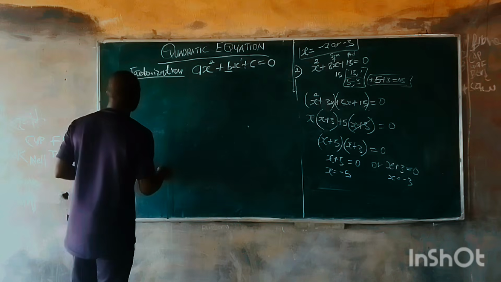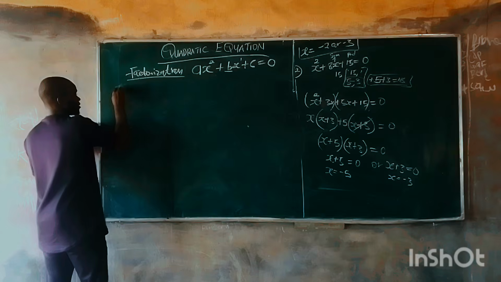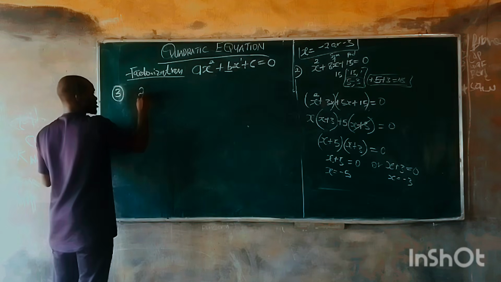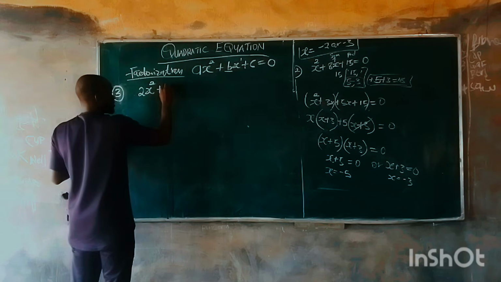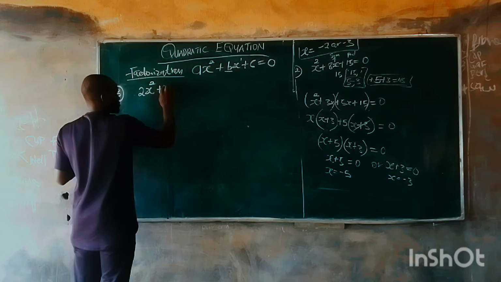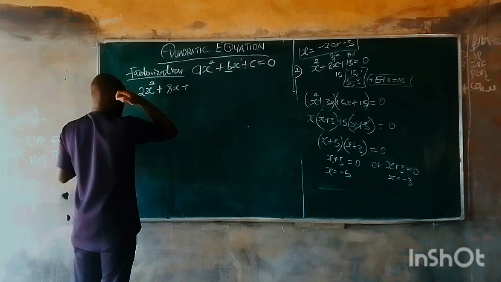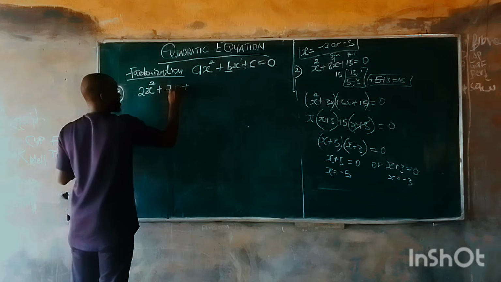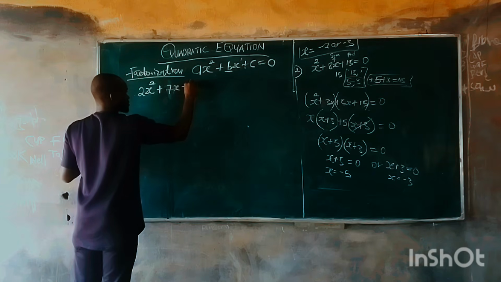Now, you can have such a question like this in the factorization method. You have number 3 now. You have something like 2x squared plus 8x plus 7 plus 7x plus 14.